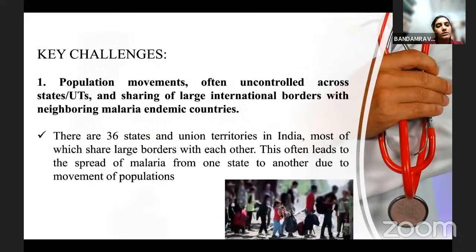Next one. The key challenges faced in malaria control are population movements, often uncontrolled, across states and union territories, and sharing large international borders with neighboring malaria-endemic countries. Next, please.